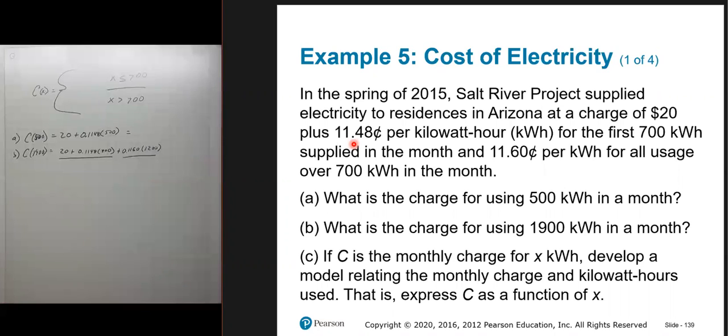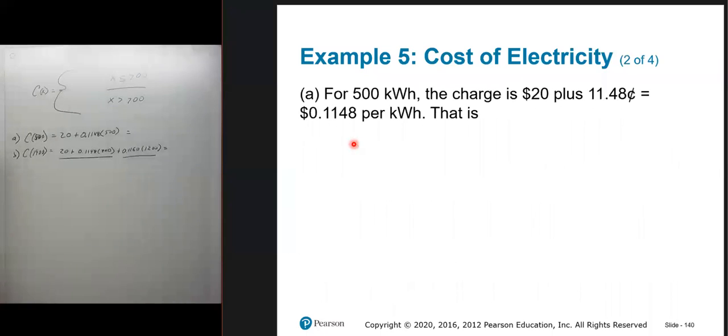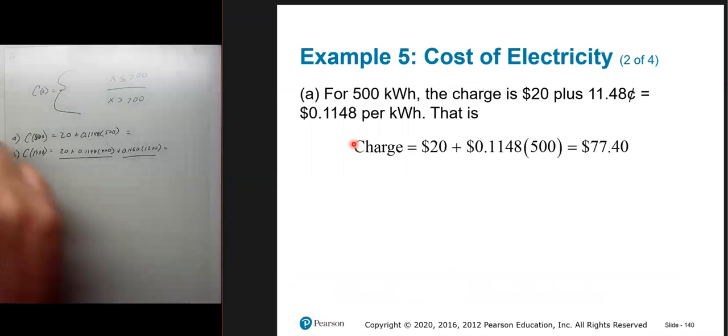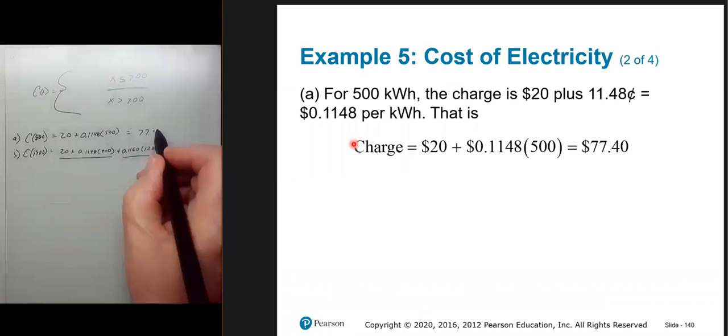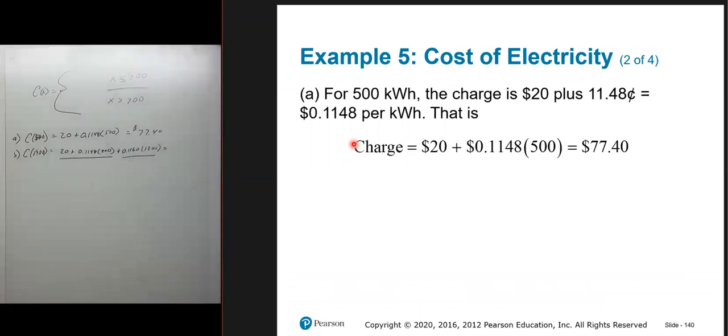Is that making sense? Yes, it makes sense. And so you just plug it into the calculator, and this gives us $77.40. You only round once you're done. Keep all the decimals until you get your final answer.